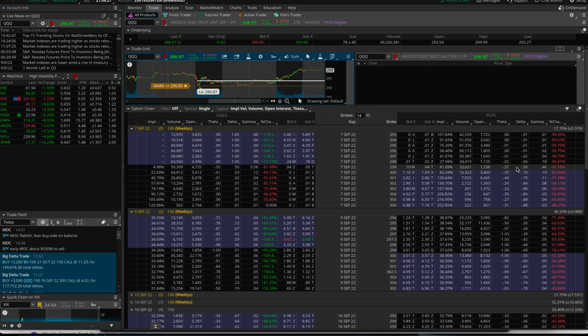You can play whatever it is that you're comfortable with. So if you are more comfortable playing in the money, that is 100% fine, right? You're still going to make money on these moves, right? If you get this move and you get this flush here, your in the money calls, your out of the money calls, they're all going to increase in value. So play whatever you're comfortable with.